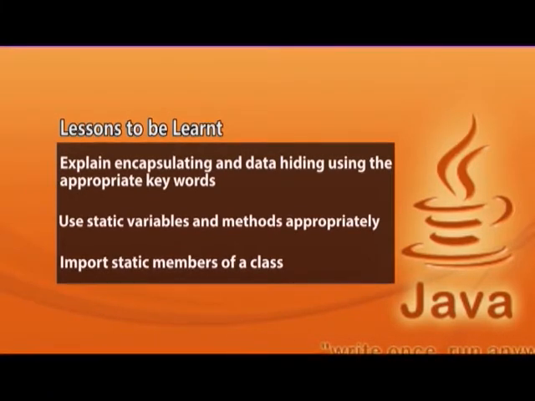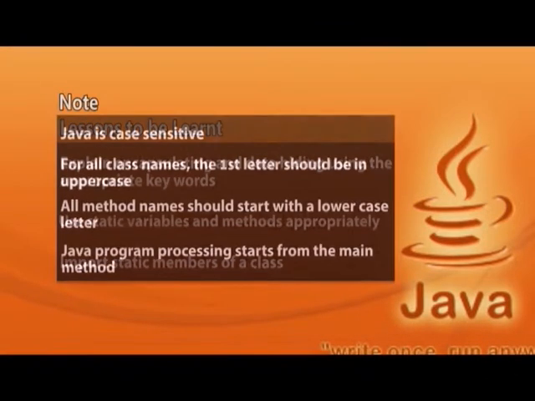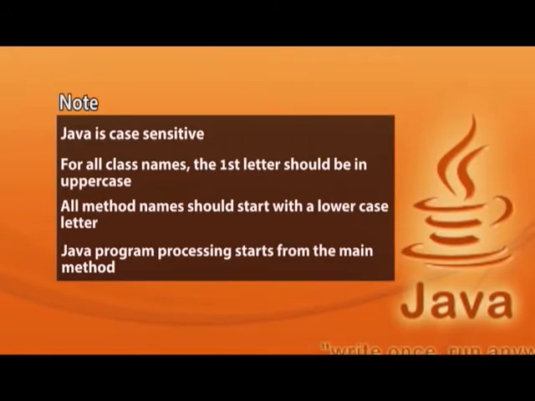When writing Java programs, it is very important to keep the following points in mind. Java is case sensitive. For all class names, the first letter should be in uppercase. If several words are used to form the name of the class, each inner word's first letter should be in uppercase. All method names should start with a lowercase letter.